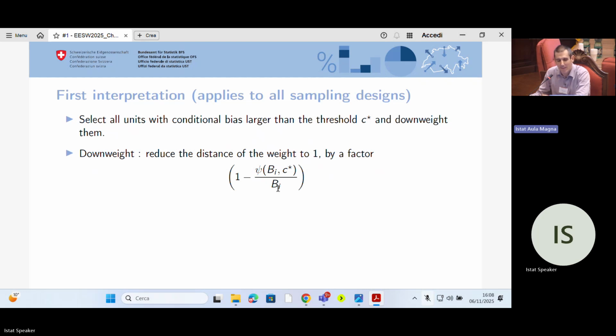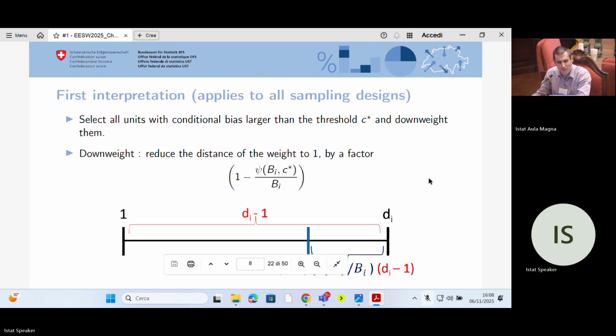So for example, if your conditional bias is twice as much as the C star, you are going to reduce by 50% the distance of the weight to 1. You're going to make it closer to 1 by 50%. And yeah, that's a small picture. So that's one possible interpretation.